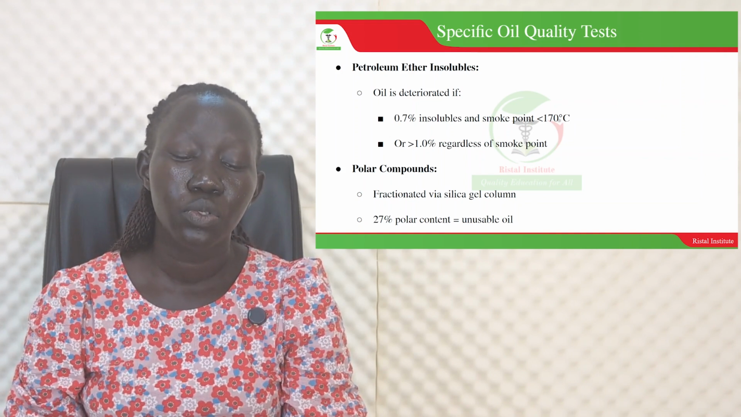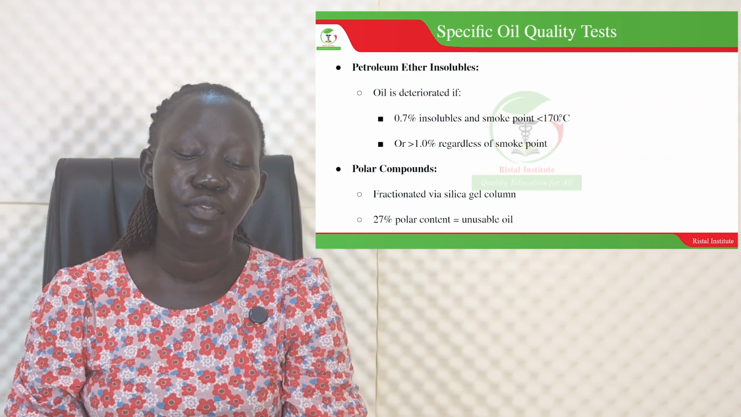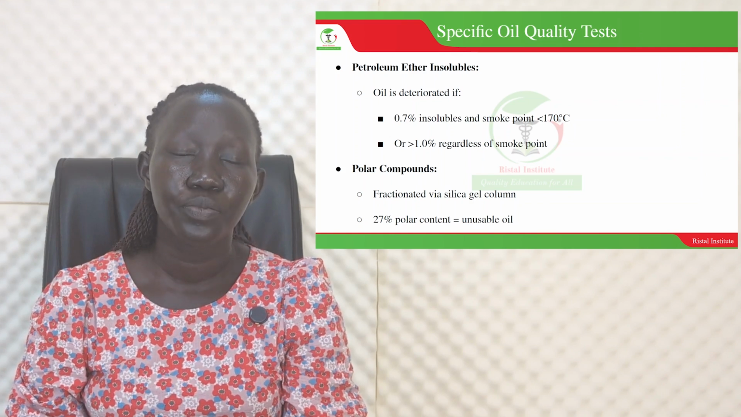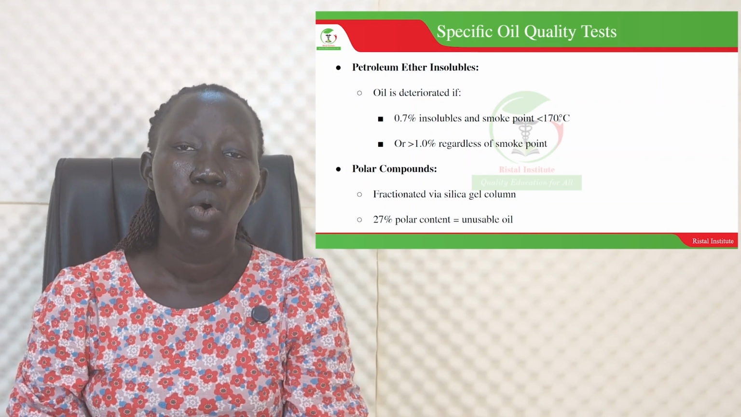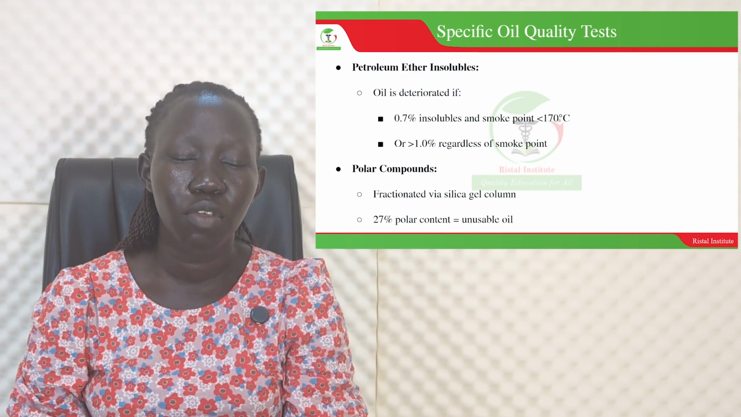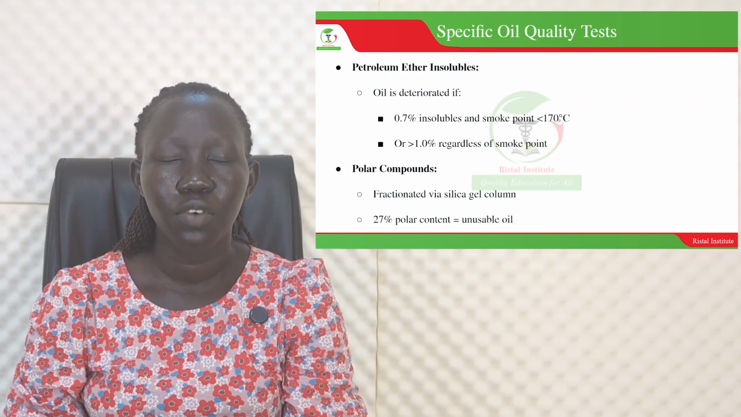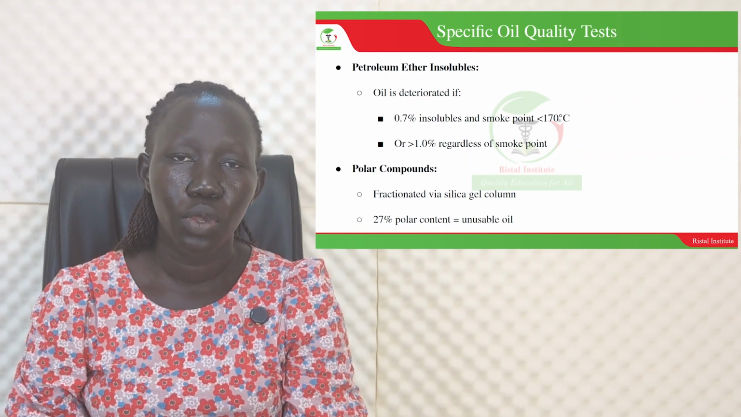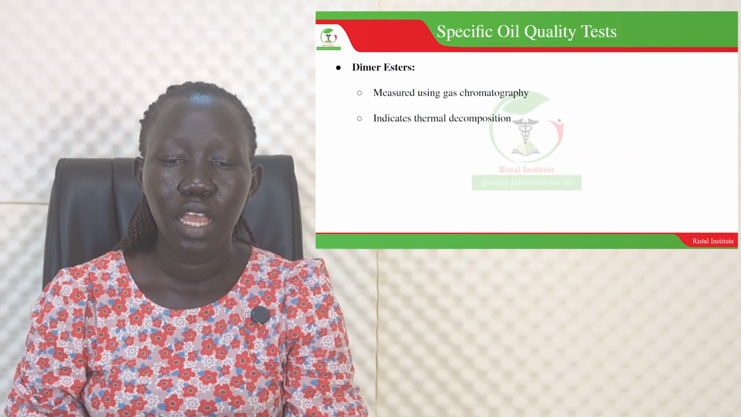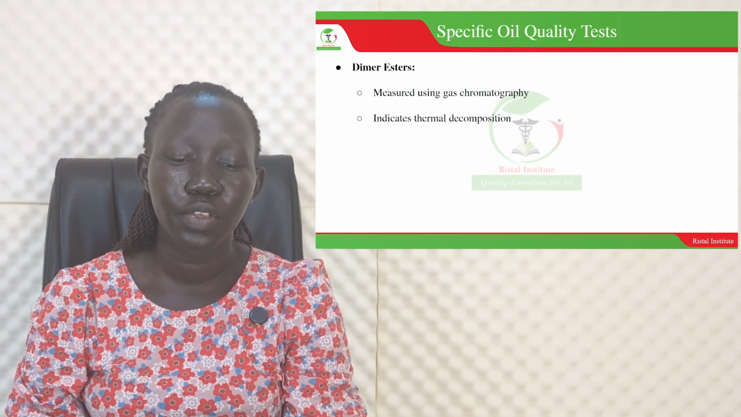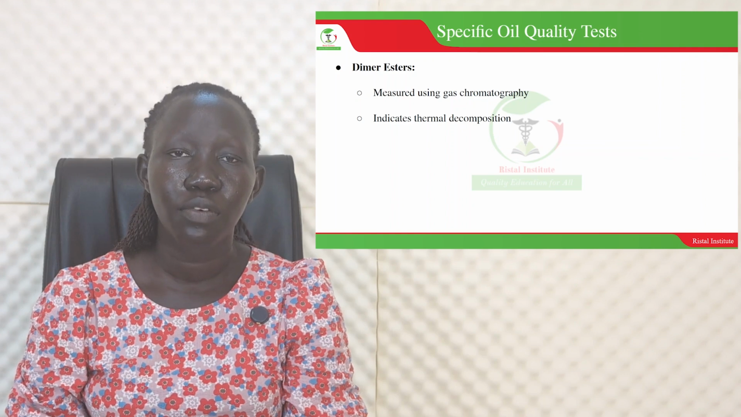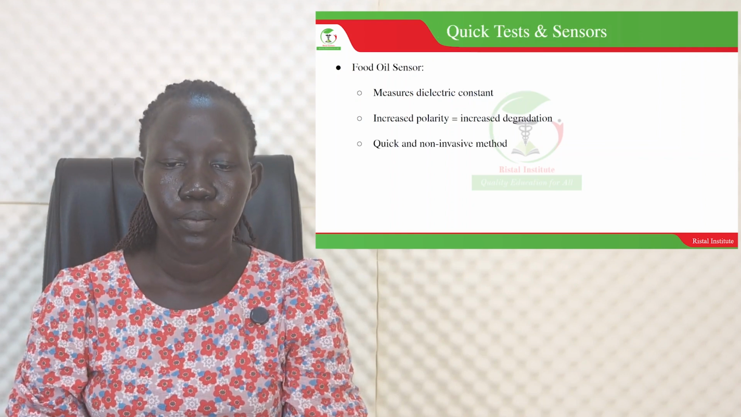Polar compounds can be fractionated via silica gel column, and 27% of polar content leads to unusable oil. If you find that there is 27% polar content, it's advisable for you not to reuse this oil. Dimer esters can be measured using gas chromatography, and they indicate the level of thermal decomposition.